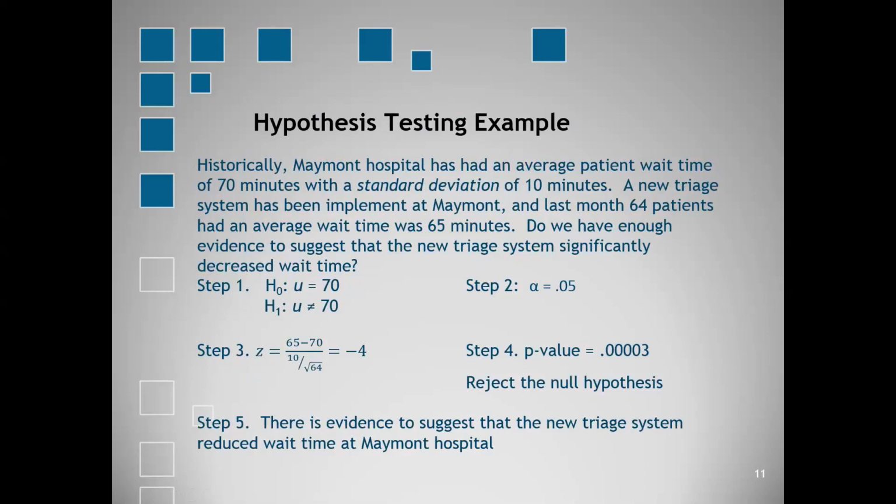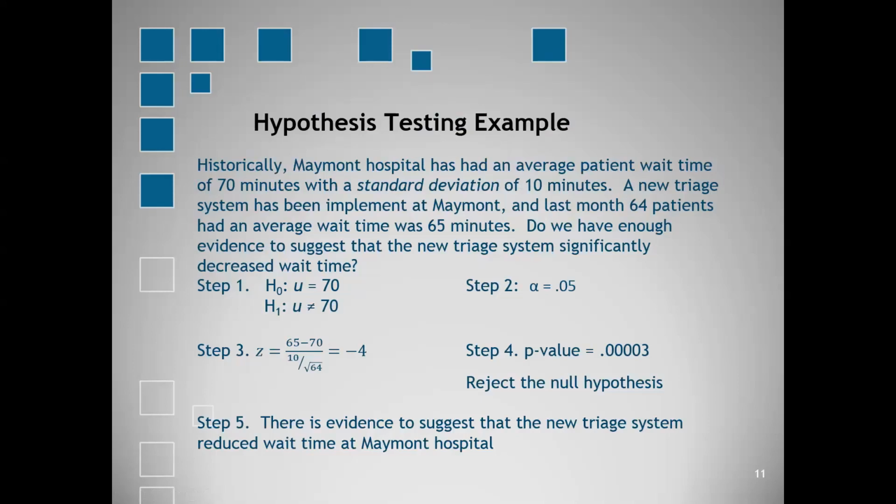Our null hypothesis states that the triage system had no effect on wait time, while the alternative hypothesis would say there was an effect. This corresponds to the null hypothesis of mu is equal to 70 and an alternative hypothesis of mu not being equal to 70. As always, our criterion is going to be 0.05.